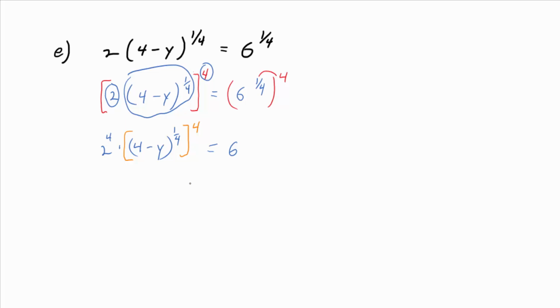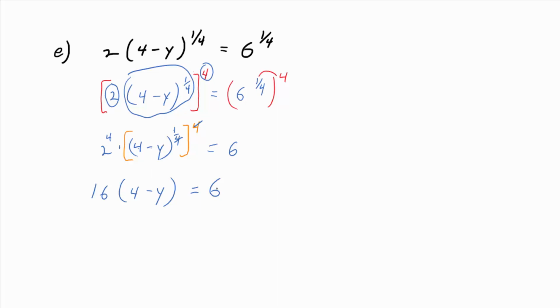Okay. So, what is 2 to the fourth power here? 16. What is 4 minus y to the 1/4 to the fourth? What happens here? By design, you multiply, those exponents are gone, and then you just have the base 4 minus y left, which you should leave in parentheses. It's the whole thing. Any questions there? Does that make sense to you?